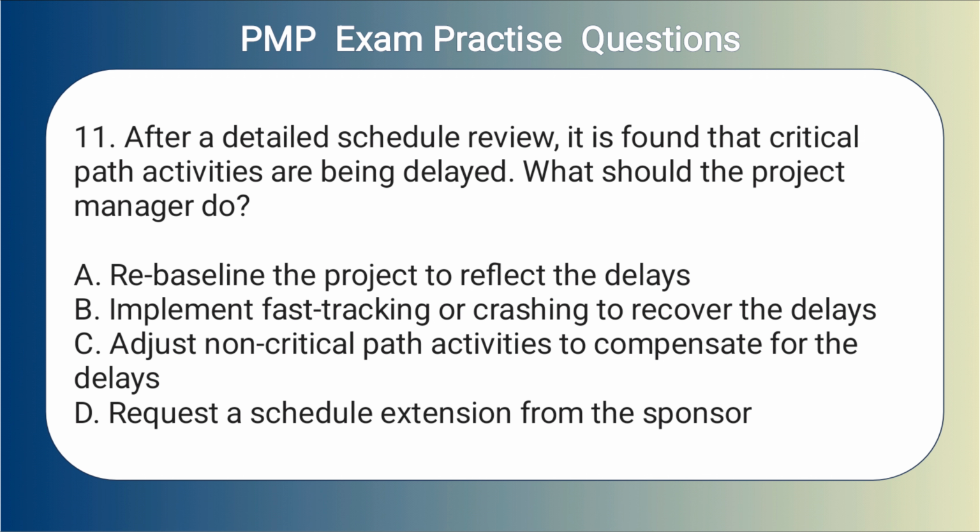11. After a detailed schedule review, it is found that critical path activities are being delayed. What should the project manager do? A. Re-baseline the project to reflect the delays. B. Implement fast-tracking or crashing to recover the delays. C. Adjust non-critical path activities to compensate for the delays. D. Request a schedule extension from the sponsor.